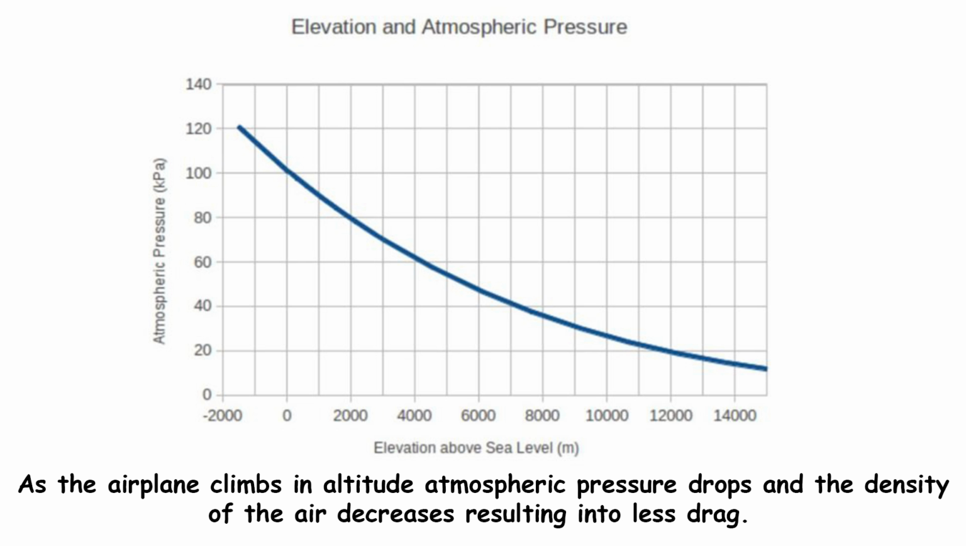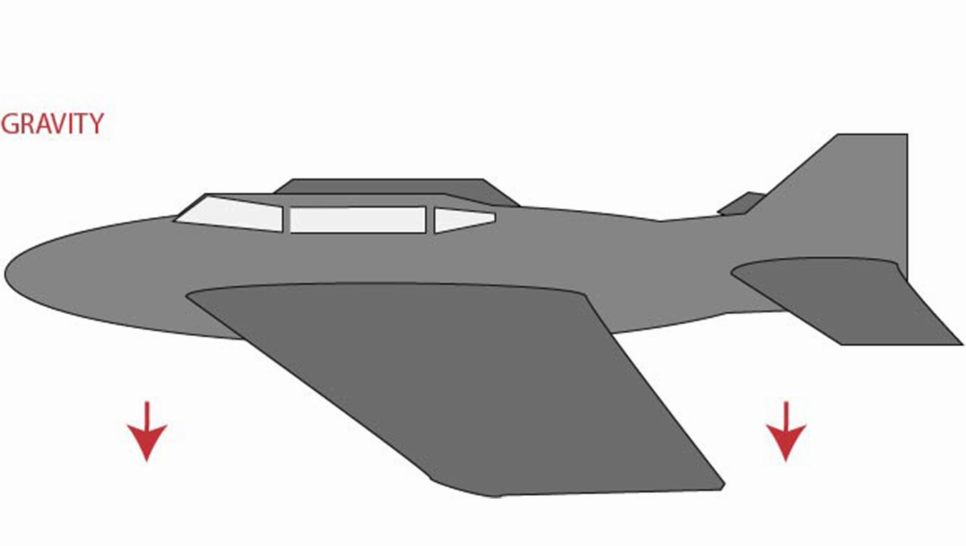Drag is also influenced by altitude. At higher altitudes, where the air is thinner, drag decreases, which is why airplanes cruise at high altitudes to save fuel. Section 5. Gravity and stability.